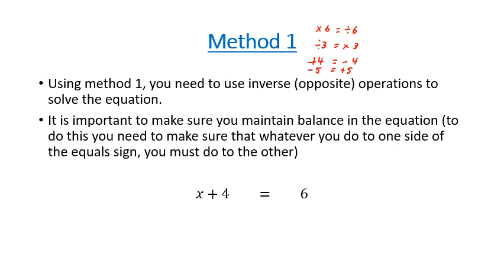It's important that you maintain balance. That means whatever you do to one side, you must do to the other. An example of this is, here we have x plus 4 equals 6. Now the inverse of x plus 4 is x take 4, or just take 4. But we need to do that to both sides. If we do the inverse to both sides, positive 4 take 4 leaves 0, so therefore we're just left with x, and 6 take 4 is 2, so therefore we've solved our equation, x equals 2.